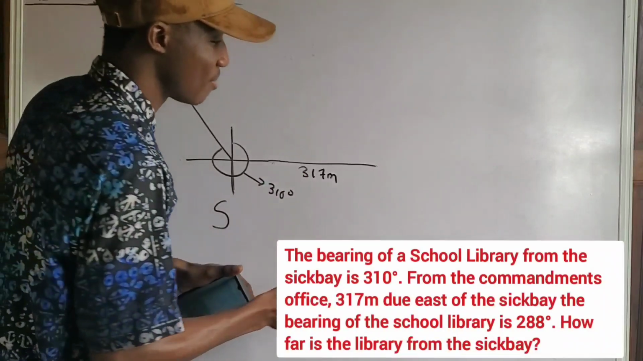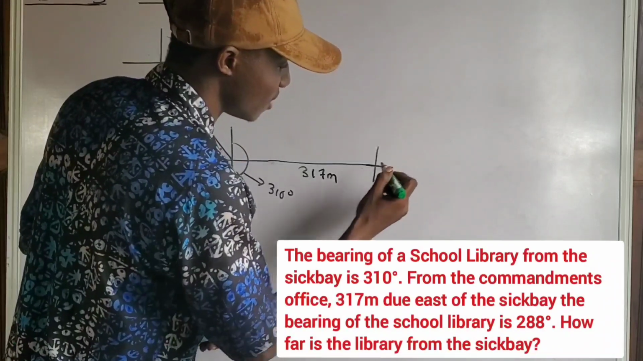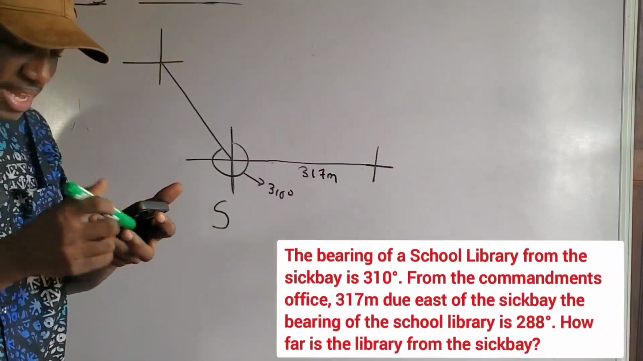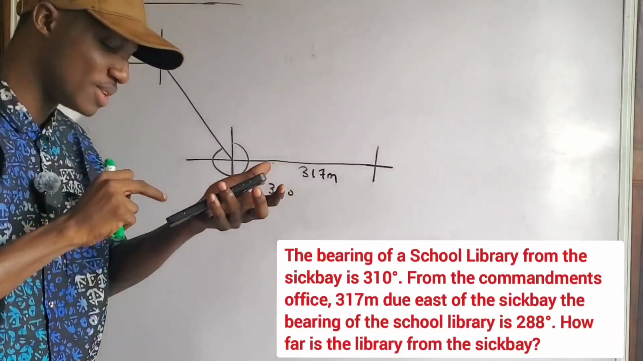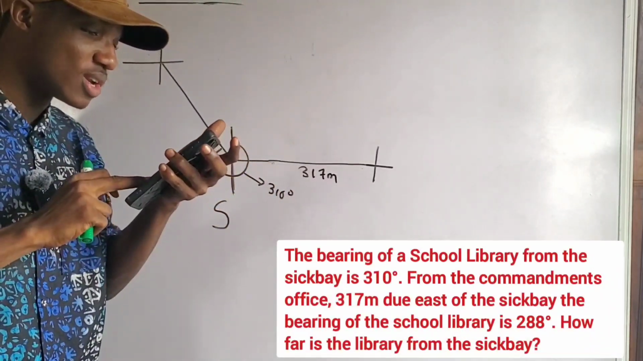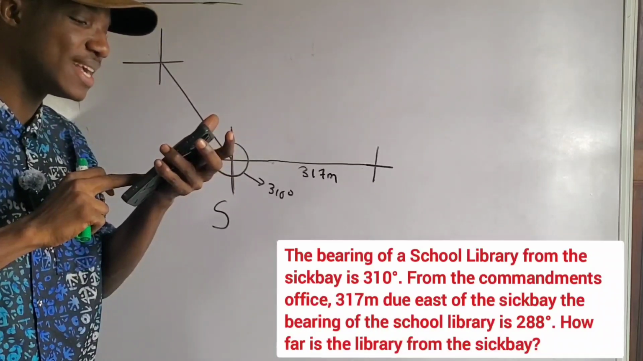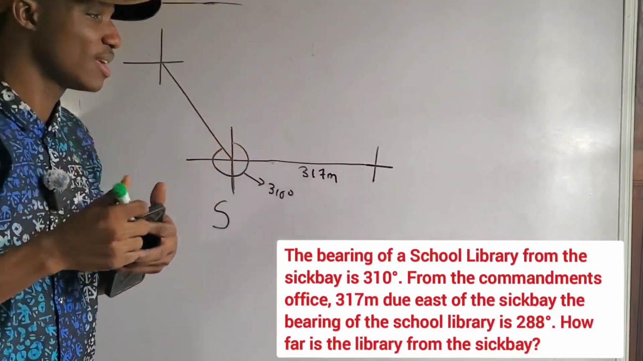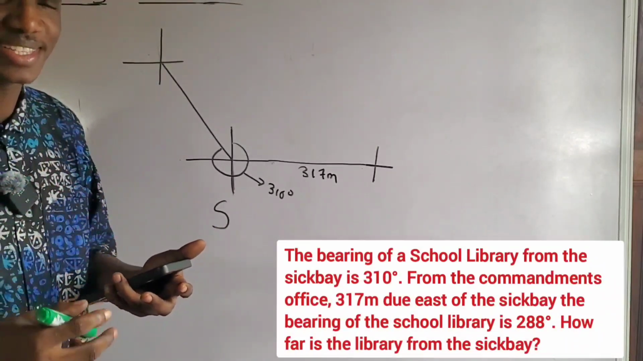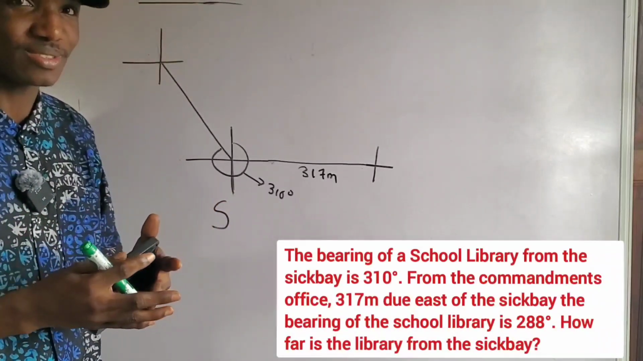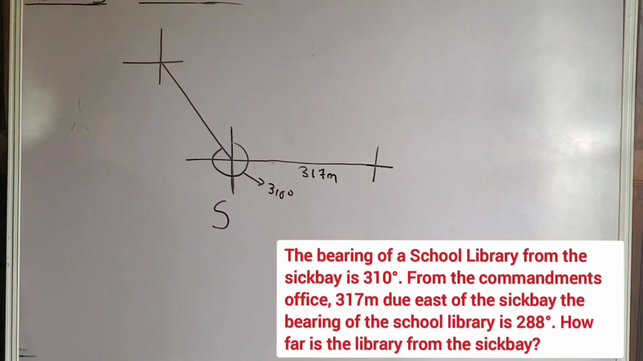Now draw another cardinal point. The bearing of the school from the commandment office, 317 meters due east of the sick bay, the bearing of the school library is 288 degrees. So the bearing of the school from the commandment office is 288 degrees. You can see how I interpreted the question. So in bearing, your ability to interpret the question you're given into a diagram is the first knowledge that you must first have. Are you getting it?